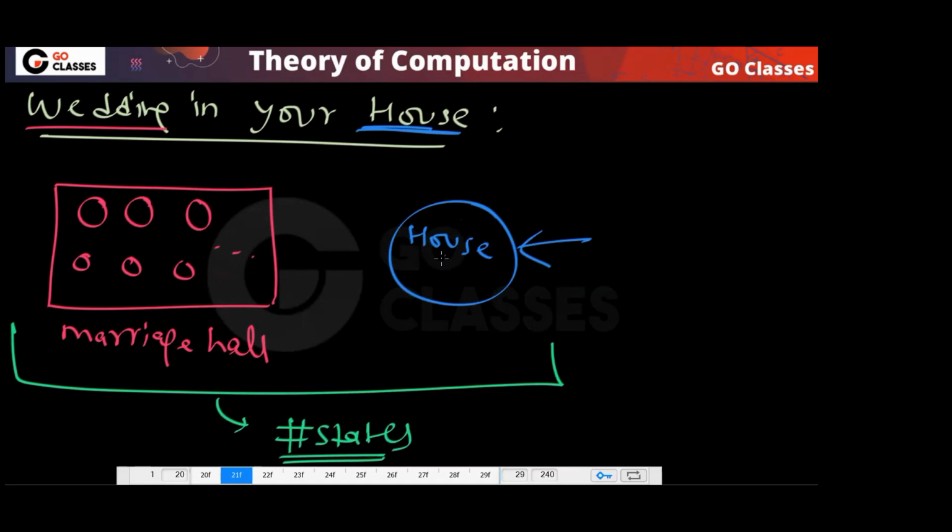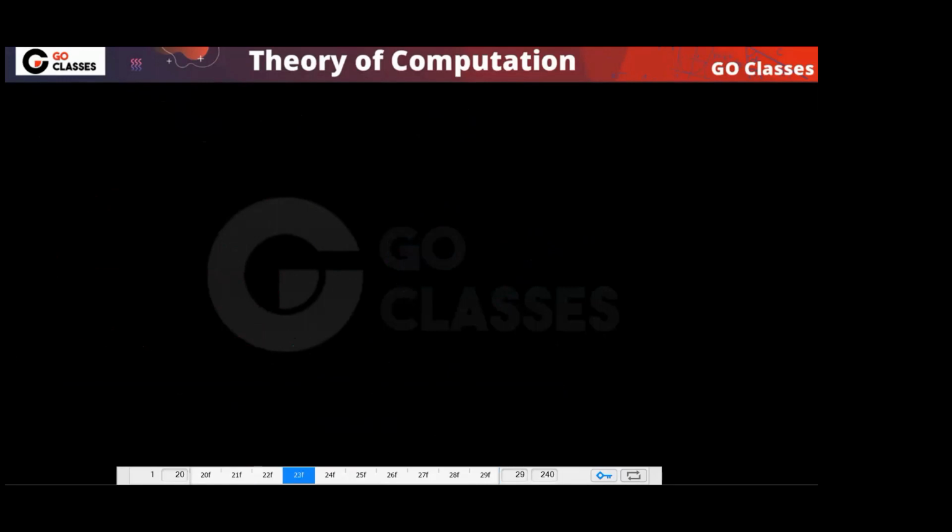Some important people, close people, relatives, will stay in the house, and your friends and other people can stay in the marriage hall. So finally, let's assume total n states are there, including the house. It means there are n minus 1 rooms in the hall, and this is your house, making one.